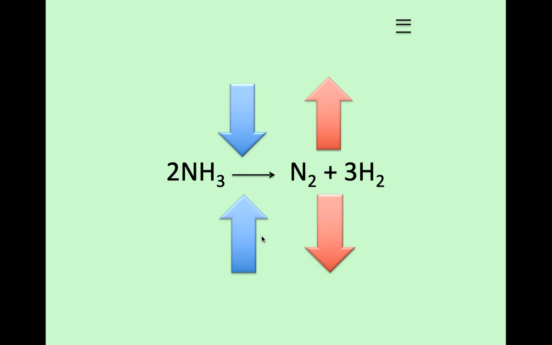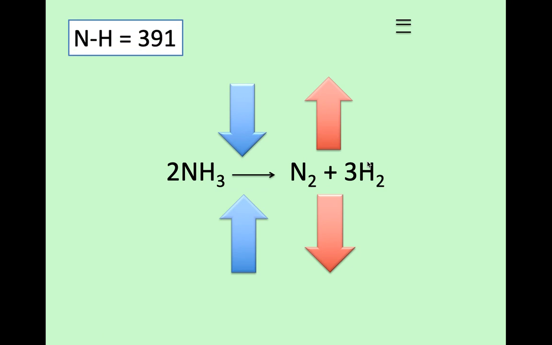Let's have a look at this one. This is ammonia making nitrogen and hydrogen. It's the thermal decomposition of ammonia. You can see this equation is telling us there's 2 moles of ammonia to make 1 mole of nitrogen and 3 moles of hydrogen. Let's have a look at the bond energies.